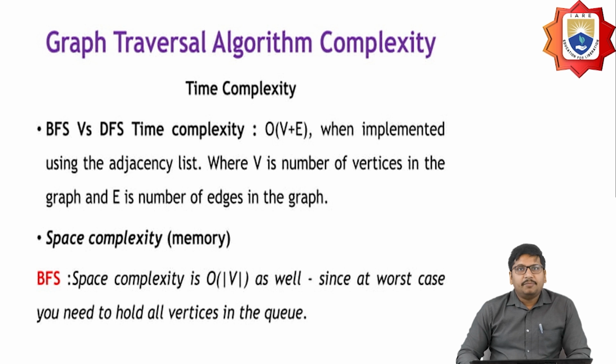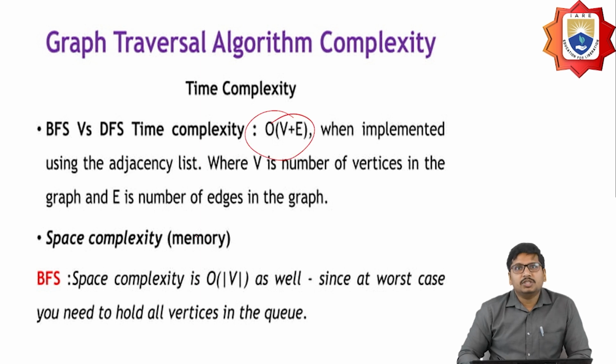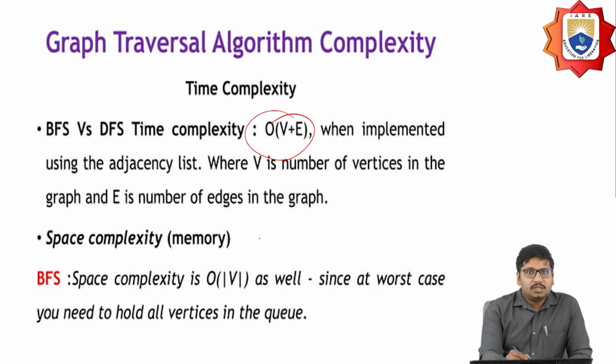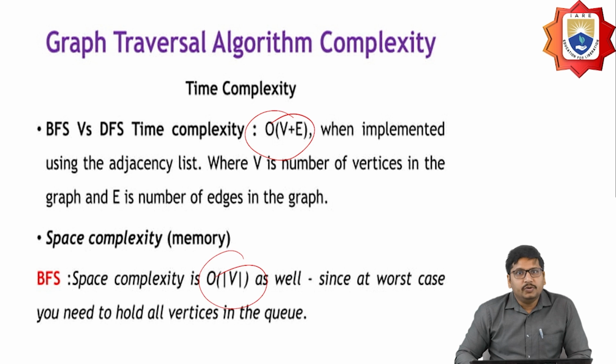When it comes to the time complexity of these graph search techniques, the time complexity for both cases will be O(V + E), which should be implemented using an adjacency list, where V is the number of vertices in the graph and E is the number of edges. And if I consider space complexity, it should be O(V), since in the worst case we need to hold all the vertices in the queue.